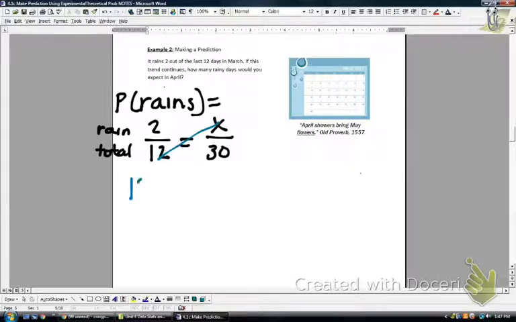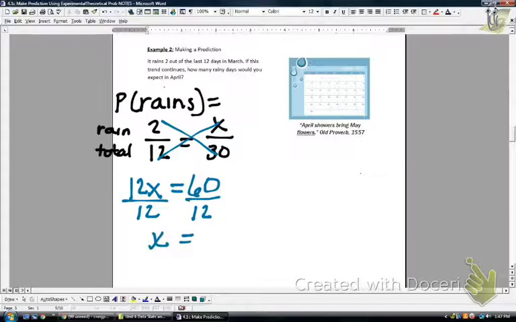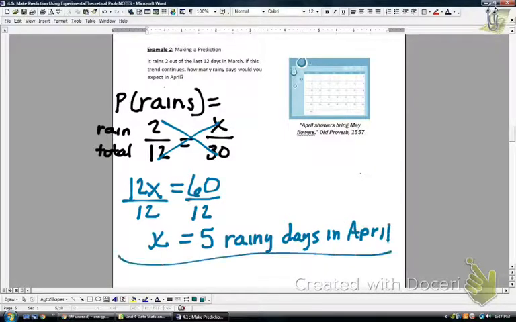Cross the equal sign and multiply. Then I'm going to divide both sides by 12. 60 divided by 12 is 5. So if this trend continues, there will be 5 rainy days in April. And that is my answer.